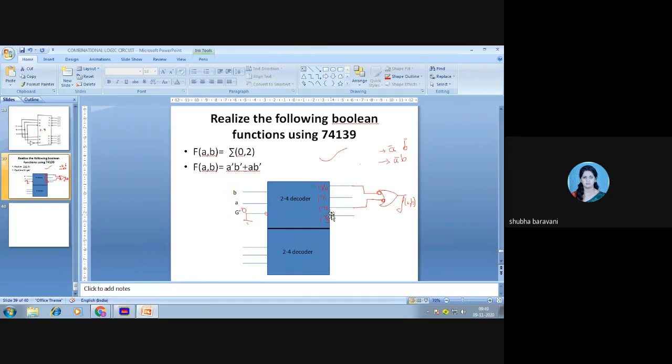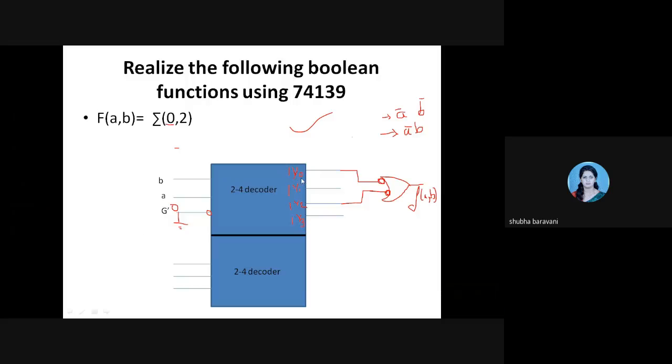I'll remove these notes first. Okay, now look: what is the output here? It is Y naught. But since this decoder is an active low decoder, whatever output you get, to that output we are putting a NOT.